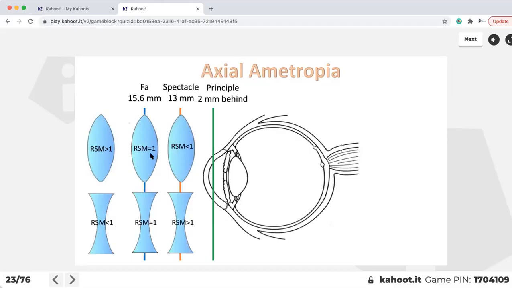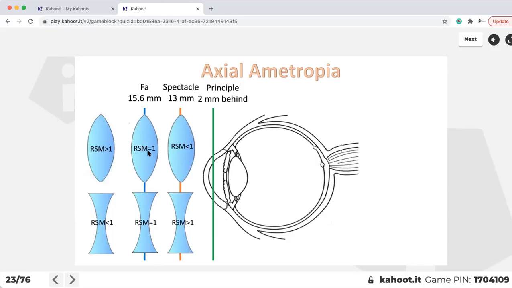So if we have axial myopia or axial hypermetropia, according to the NAPS rule, if we put the plus lens or the minus lens at the anterior focal point, then the relative spectacle magnification equals 1 here and here. So the size of the retinal image will be the same as the emmetropic image size. But what happens if we move the lens forward or backward?